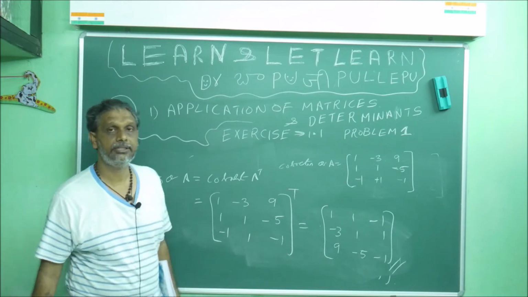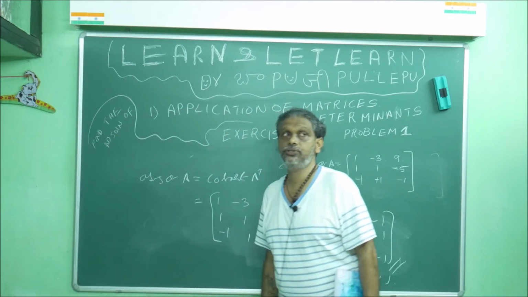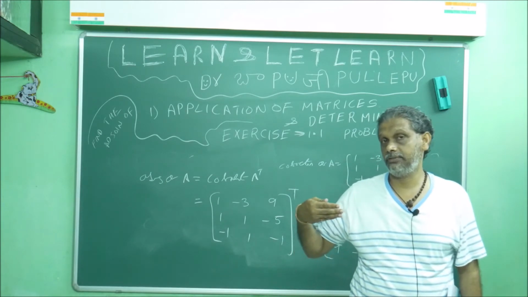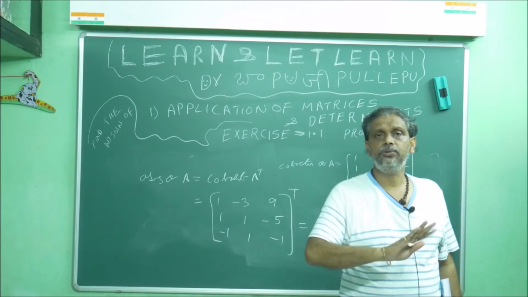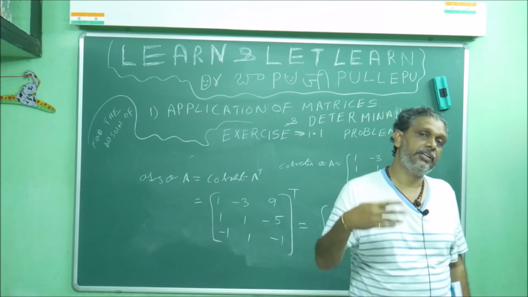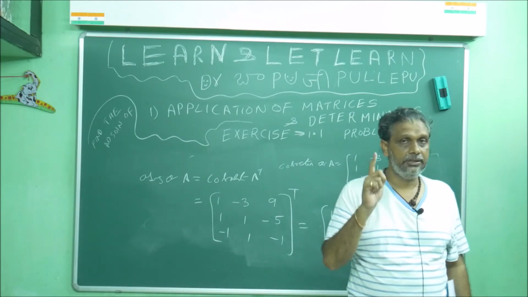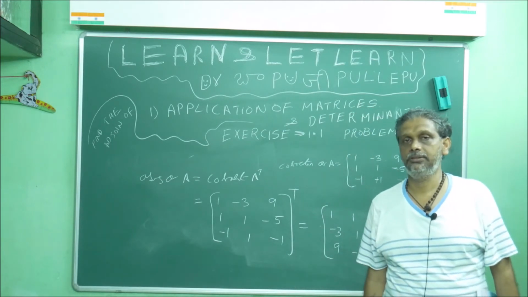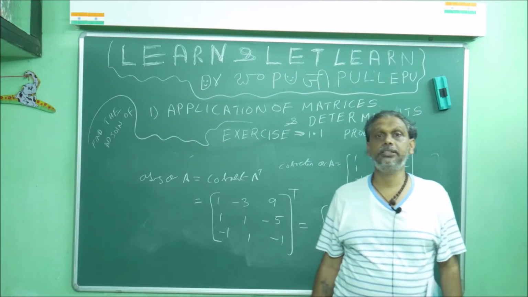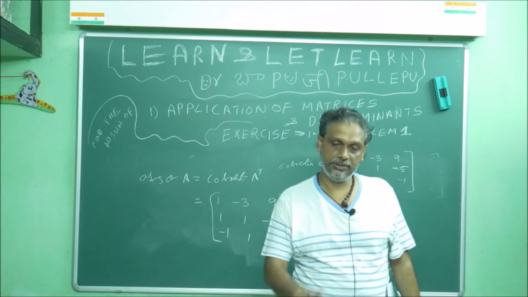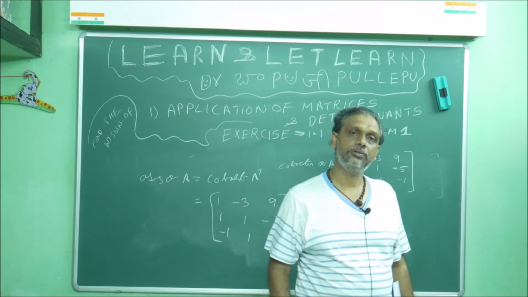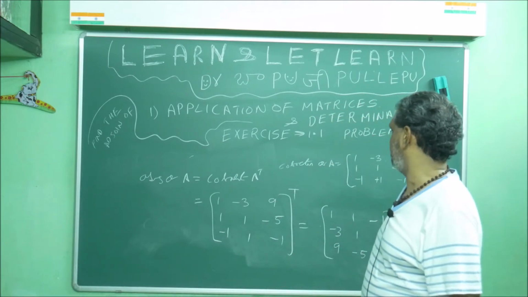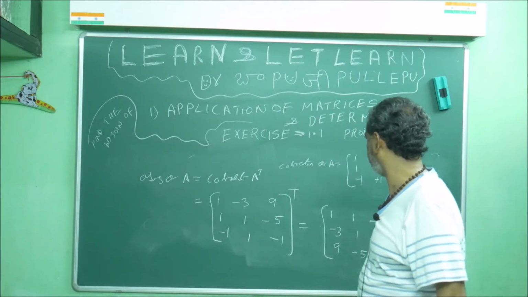So the meaning here is: first row starts with plus, second row starts with minus, third row you start with plus. Whatever the order, don't worry, even if it is 4 by 4, 5 by 5, 6 by 6. But one thing: you can find the adjoint only for a square matrix. Don't ask whether you can find the adjoint of a 2 by 3 matrix. No, only a square matrix. No doubt it is a square matrix. So the second problem is also completed. Correct or not?